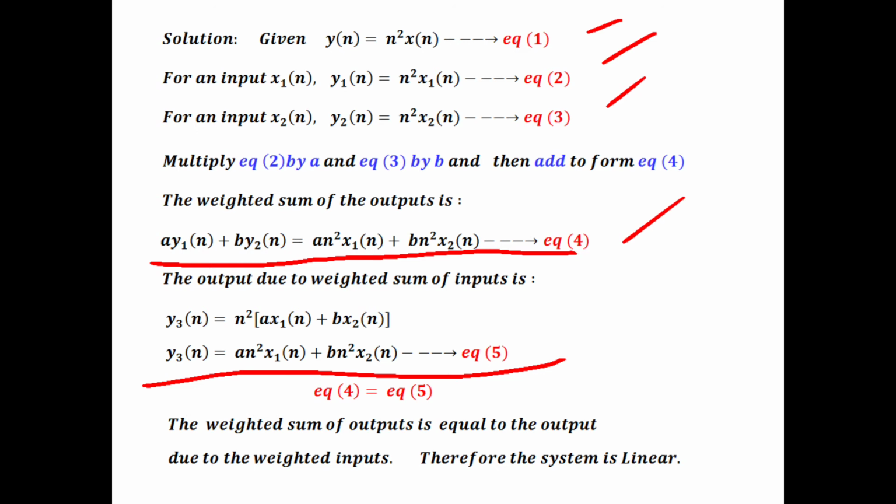So you compare equation 4 and equation 5. See, both the equations are the same. a n square of x1 of n plus b n square of x2 of n. So equation 4 and 5 are equal. The weighted sum of the output is equal to the output due to the weighted inputs. Therefore, the given system is linear.